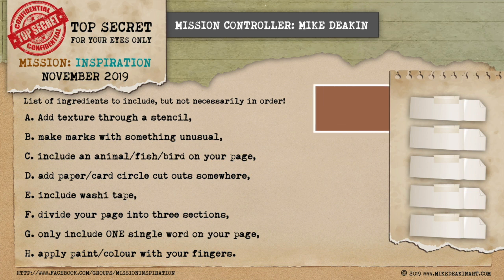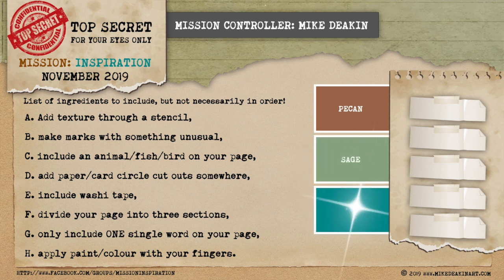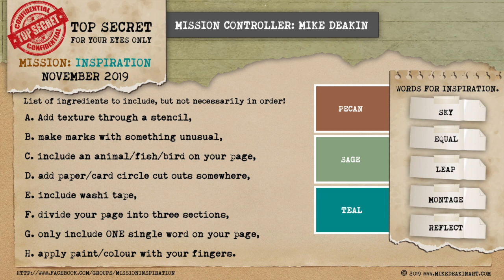Your colours for the month are pecan, sage and teal, and your words for inspiration are sky, equal, leap, montage and reflect.